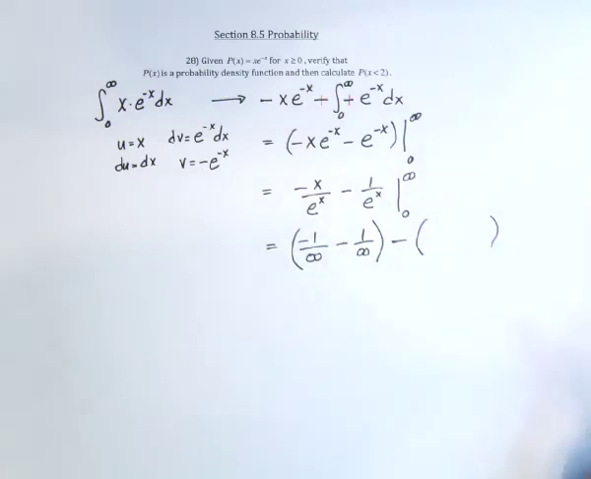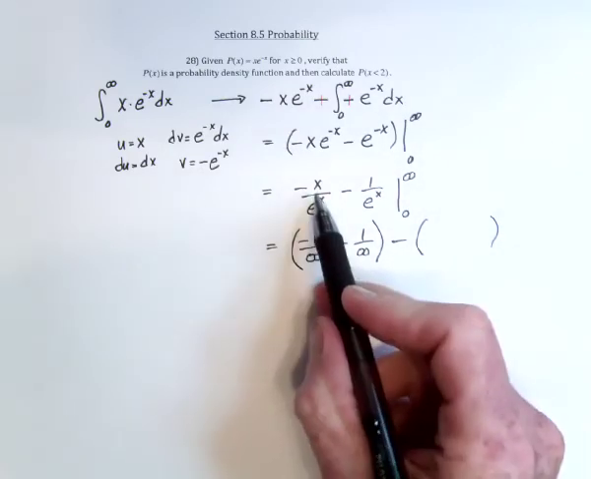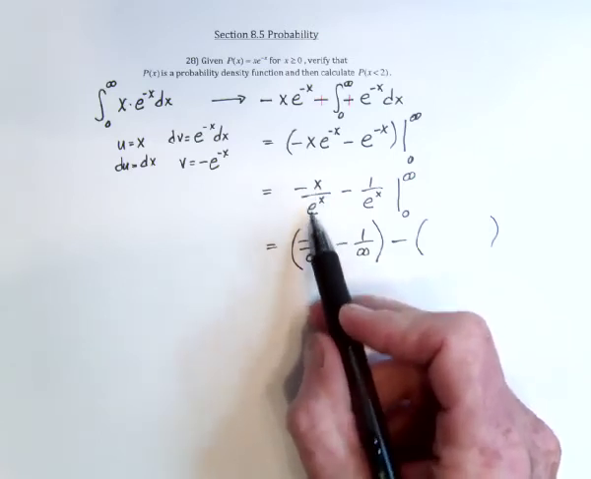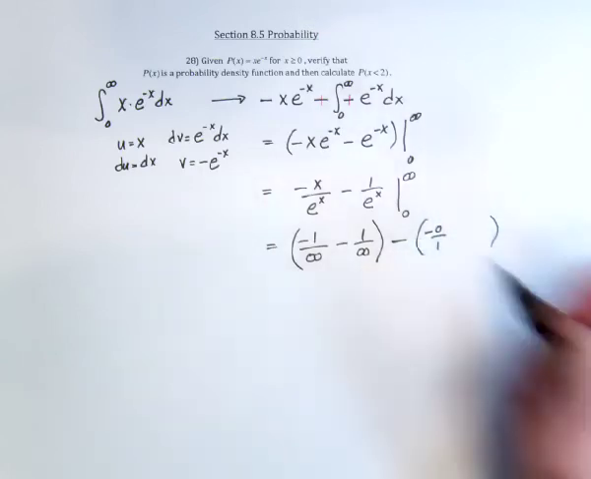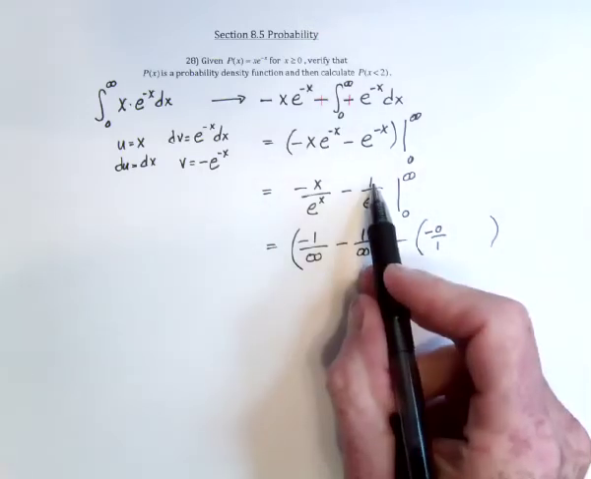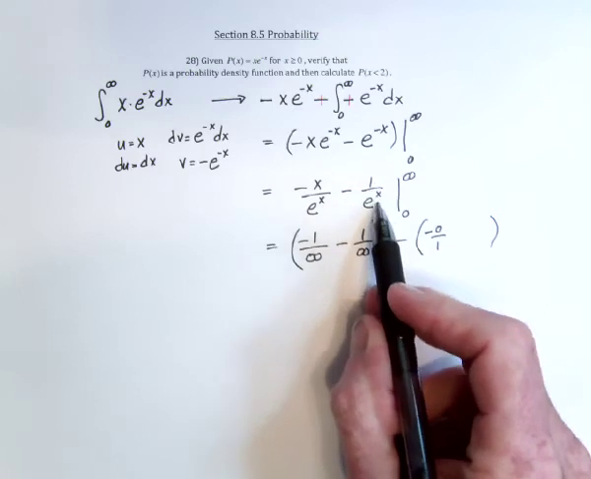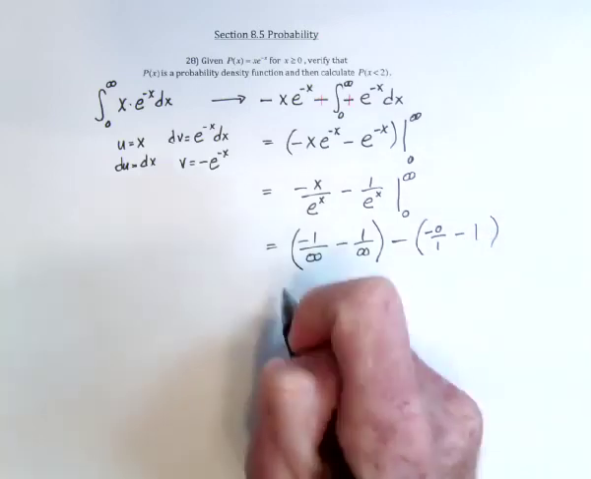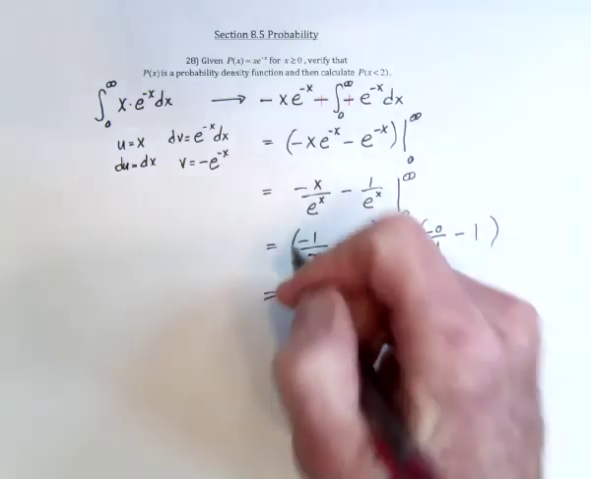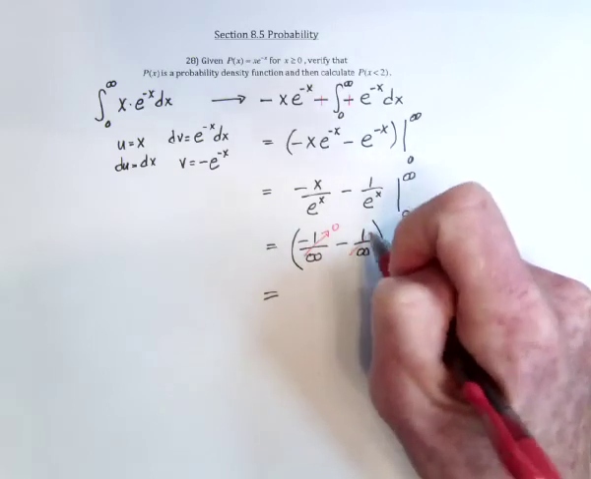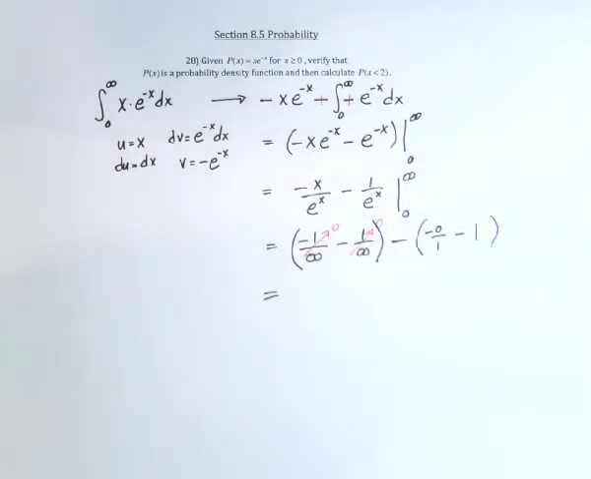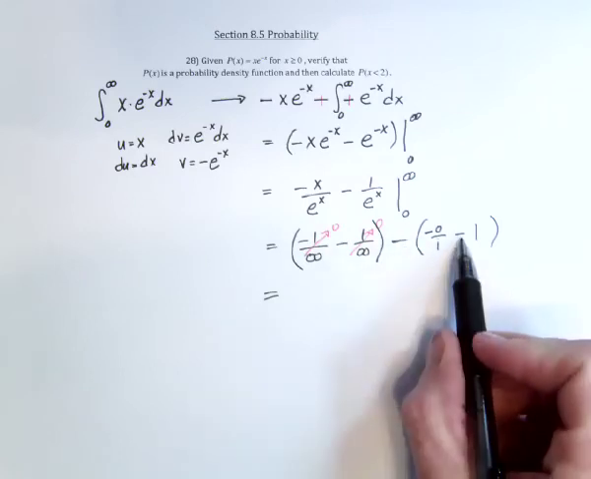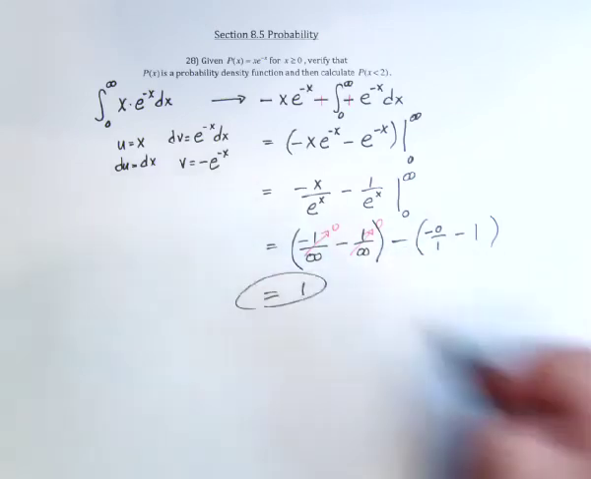What about when you substitute the 0 in? Well, this one would be 0 divided by e to the 0, which is 1. So this is 0 over 1. So that's 0. And then this is going to be 1 on top, and e to the 0 is 1 on bottom. So that's going to be minus a 1. So this goes to 0. This goes to 0. This is already a 0, so all that's left is that negative. Negative makes positive 1. So it works.